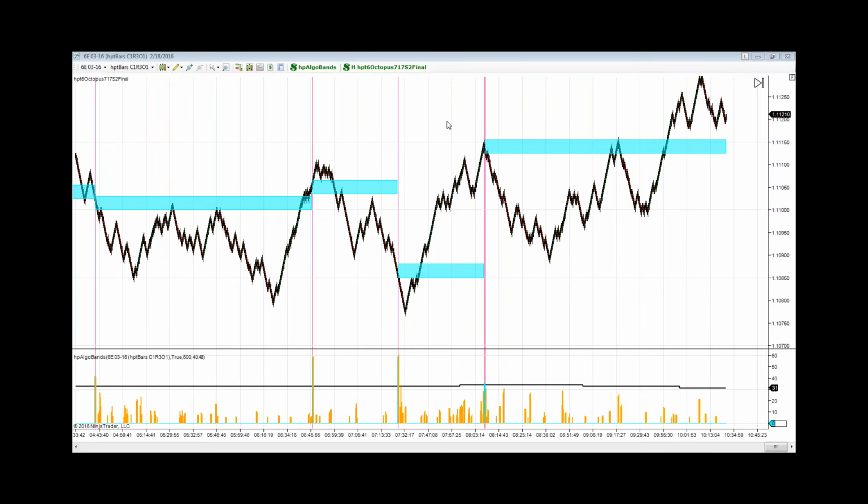So the first thing I'm showing here is the 6E contract, and the indicator that you should work with if you want to follow along with me is the HP algo bands. Okay, it's not the HPT6 algo bands. Now you're going to continue to use the HPT6 algo bands in your trading. Again, that works. They work with the octopus as well. But for the purposes of doing this analysis, we're using a different indicator that's in your package, and it's called HP algo bands.